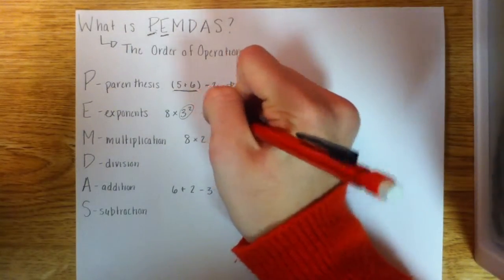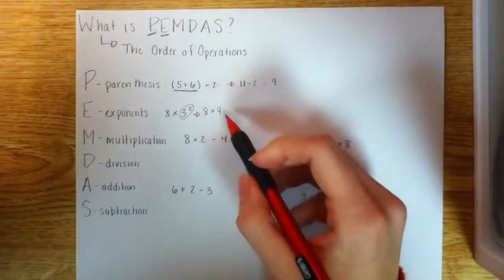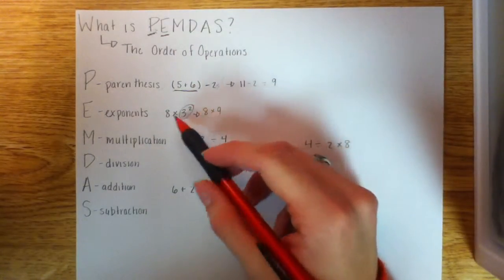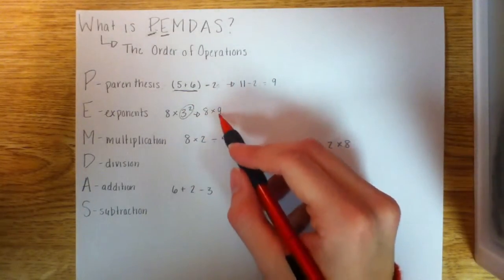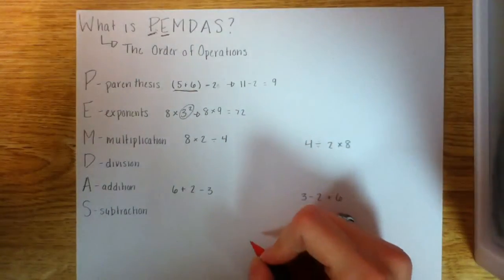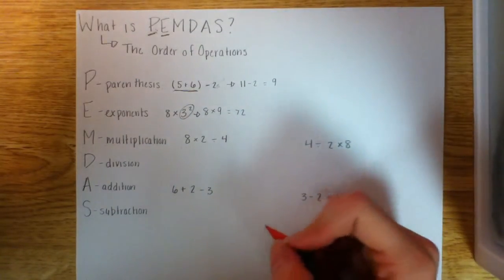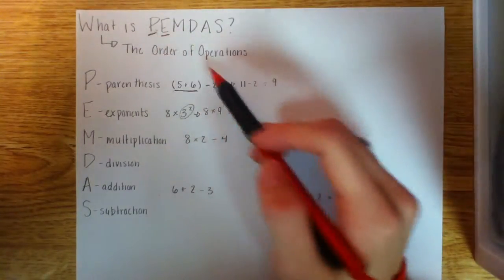So it would be 8 times 9. You have to solve this first. You cannot automatically go to the 3. So 8 times 9 equals 72. So now that we understand what E means, let's go to the rest of the PEMDAS.